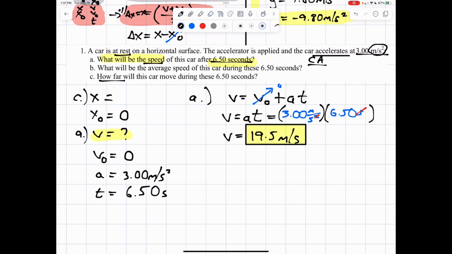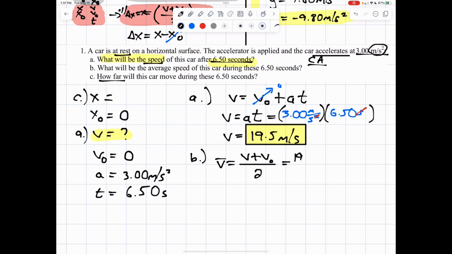Part B, we're looking for the average speed during this time interval. Well, there's two ways we can calculate average speed. It's displacement over the time interval, but we don't have the displacement, so that's not going to work. The other way we can take the average of any two values is to take the final value and the initial value, add them up, and divide it by 2. That's another way of finding the average during a particular time interval.